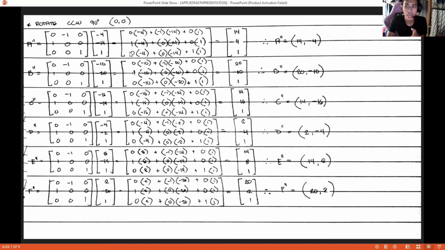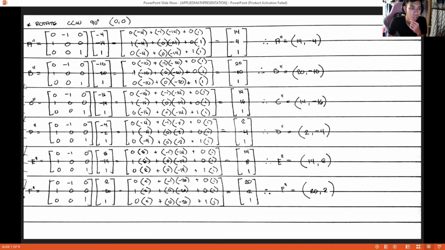So the next step that we are going to take is row times column. You can simply multiply the two matrices row by column. So you will end up with +14 and -4. So therefore, A prime will be 14 and -4. So this is our new answer, okay?